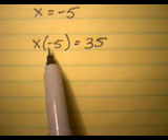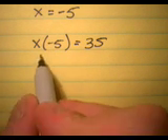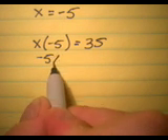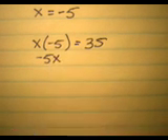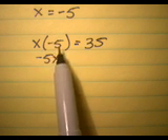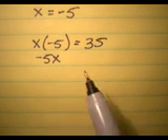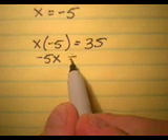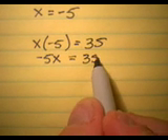Now, we can get around that by simply flipping these two, the negative 5 and the x. We can flip those in multiplication because order doesn't matter in multiplication. It's called the commutative property. 3 times 2 is the same as 2 times 3. X times negative 5 is the same as negative 5 times x. So negative 5x equals 35.